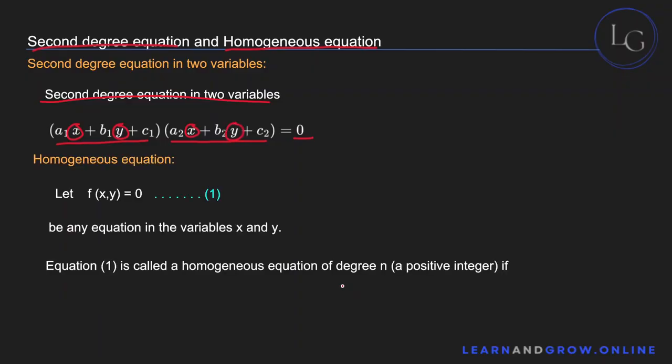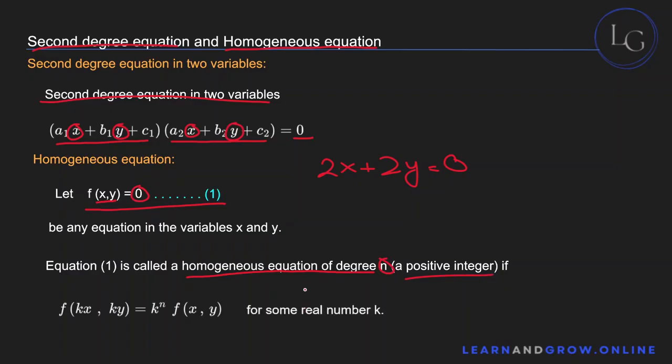Now let's see what a homogeneous equation is. If we let a function in the variables x and y be equal to 0, so for example, let's say 2x plus 2y is equal to 0, and this is equation 1. It is called a homogeneous equation of the degree n, which must be a positive integer. Then you can apply this rule, and it will make it a homogeneous equation, right?